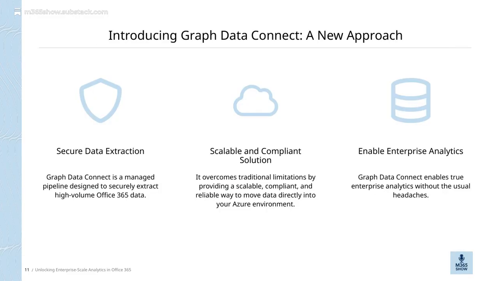Now, let's look at how Graph Data Connect unlocks enterprise-scale analytics within Office 365. This tool truly enables analytics at a scale that meets the needs of large organizations, without the typical headaches associated with data integration. It overcomes traditional limitations by offering a solution that is both scalable and compliant, ensuring you can handle high volumes of data securely. Essentially, it provides a direct, reliable pipeline to move data into your Azure environment seamlessly.